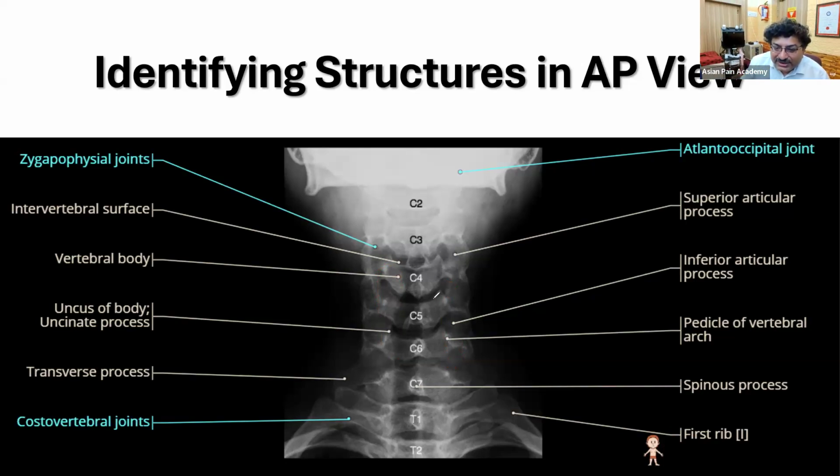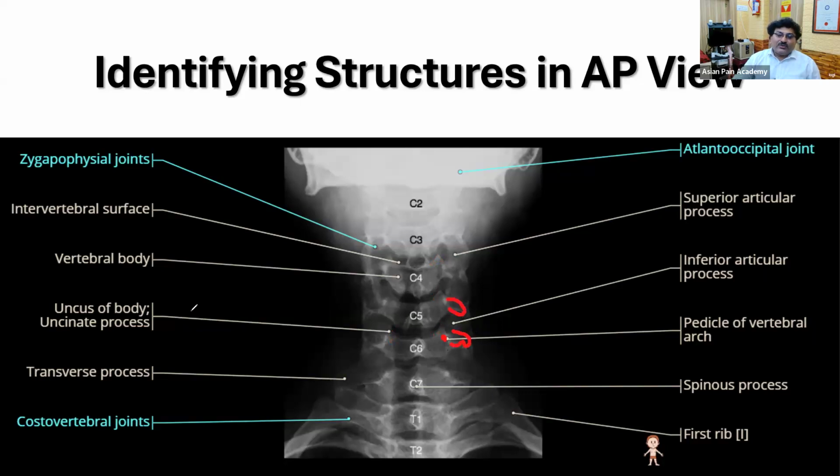Now you see these small projections. So what are these? Uncus. It is the uncinate process. Okay, so this is the uncinate process of the cervical vertebrae. These are the important areas we have to know. Here lie the pedicles and here lie the transverse processes.